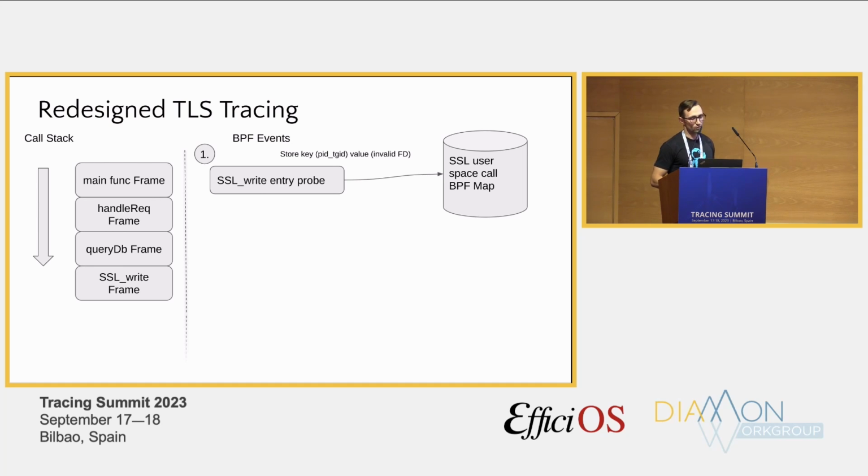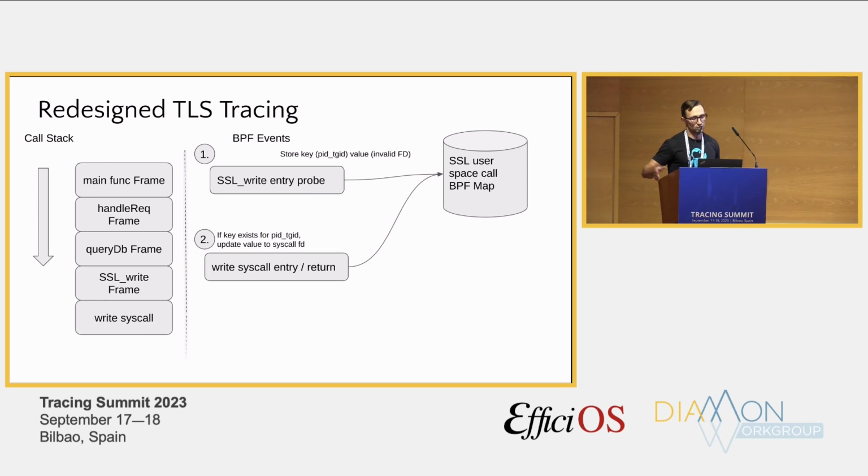What that SSL write entry probe does is it stores in a BPF map a key value pair where the key is the current PID TGID and the value is an invalid FD sentinel value. This is essentially just an indicator that the TLS library function call is now on the stack. From there, our write syscalls will occur, and this is also where the integrity checking happens. We look up to see if that PID TGID key value pair is present, and if it is, we will update it to the value of the socket FD that we got from the syscall.